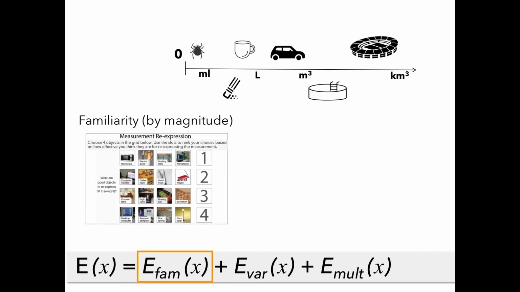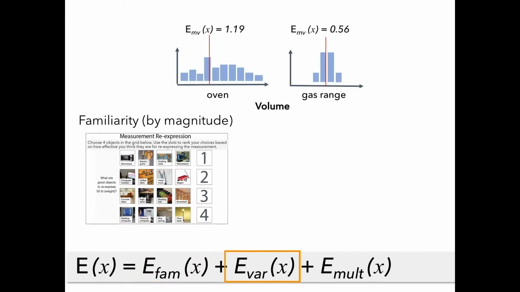And so to get familiarity, we know from research in psychology that what is familiar depends on the specific magnitude. So you think of different objects depending on what measurement I give you. So we had a task that we had crowd workers do where we gave them a sample measurement and showed them a grid of objects and said what objects are familiar to re-express this measurement. So we basically get these ranked objects according to the results of this task. We then looked at the actual distributions of measurement data and figured out which objects have low variance in the measure because we want to prioritize those. So these are two similar objects, an oven and a gas range, but gas ranges have less variance. Oven might include some really small things.